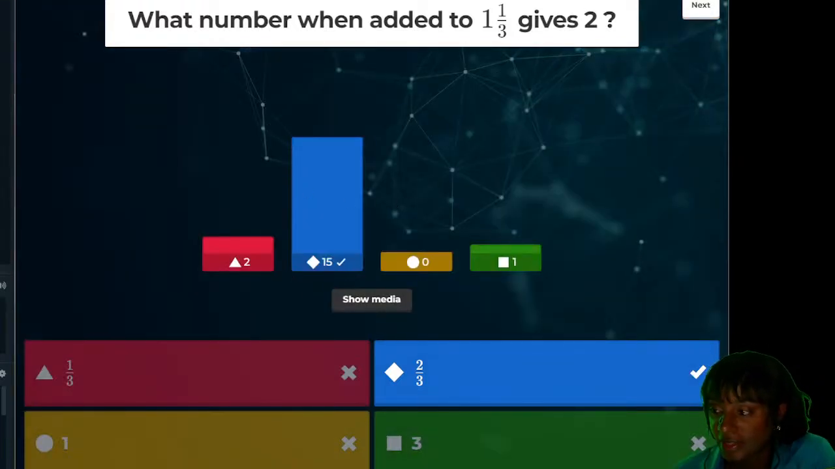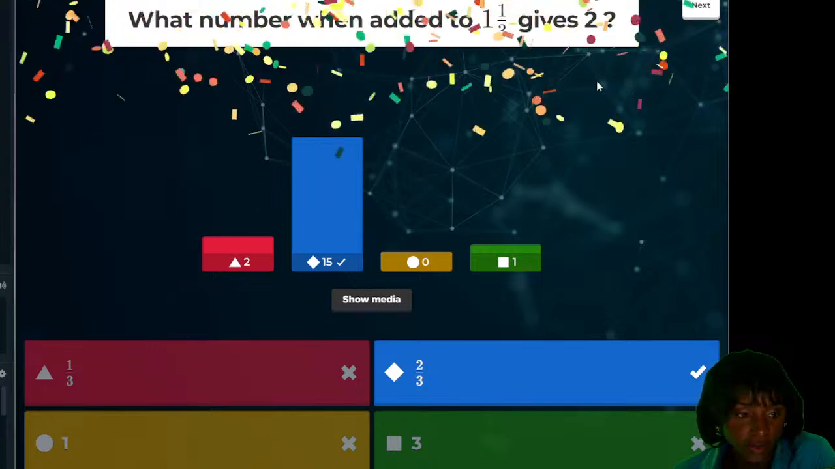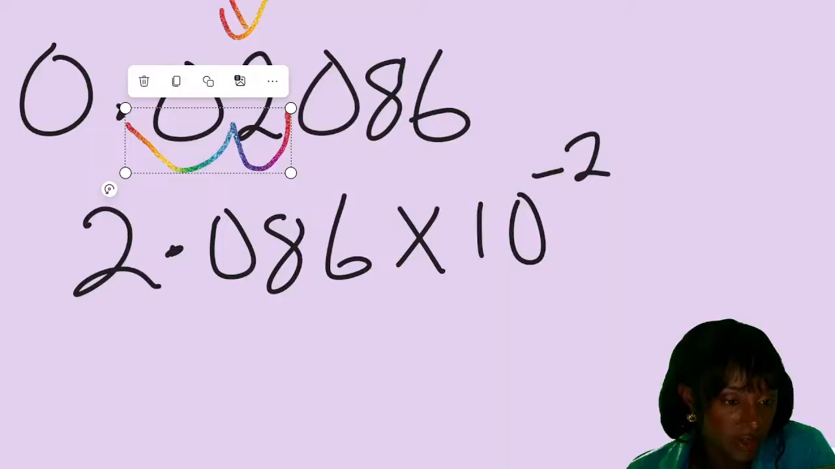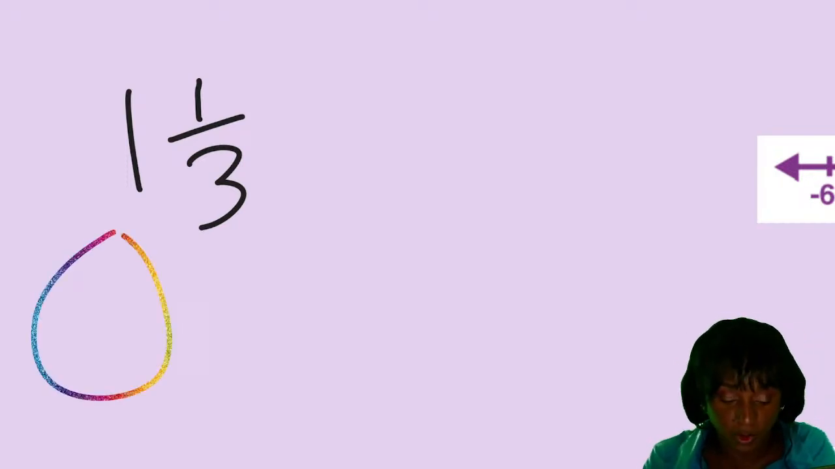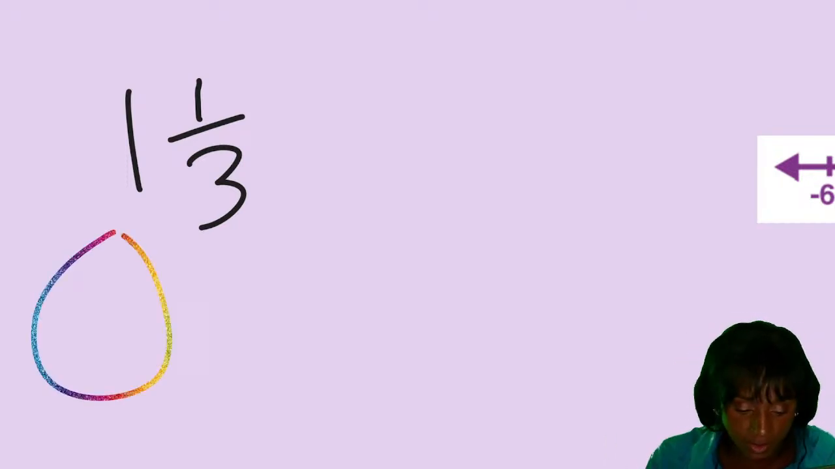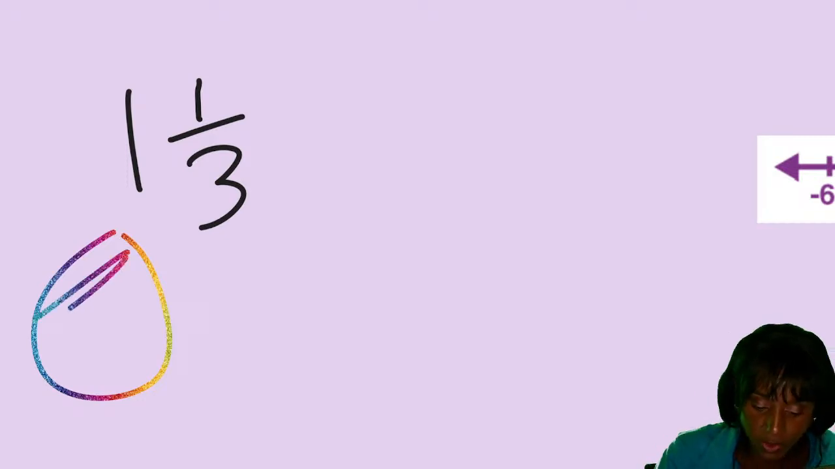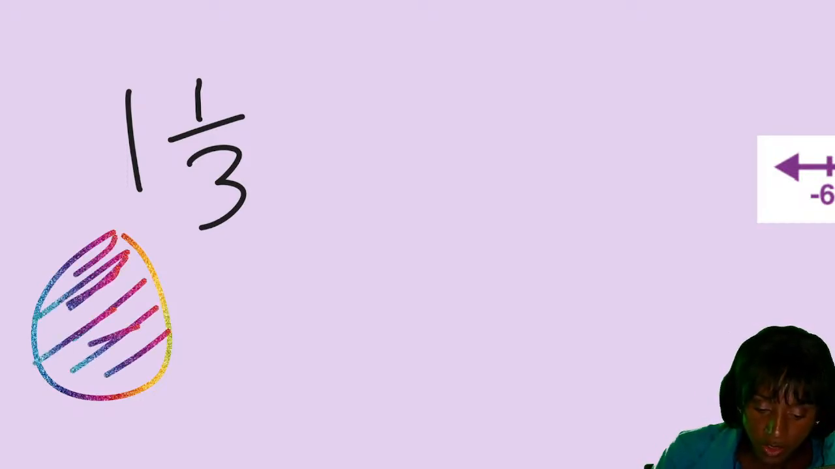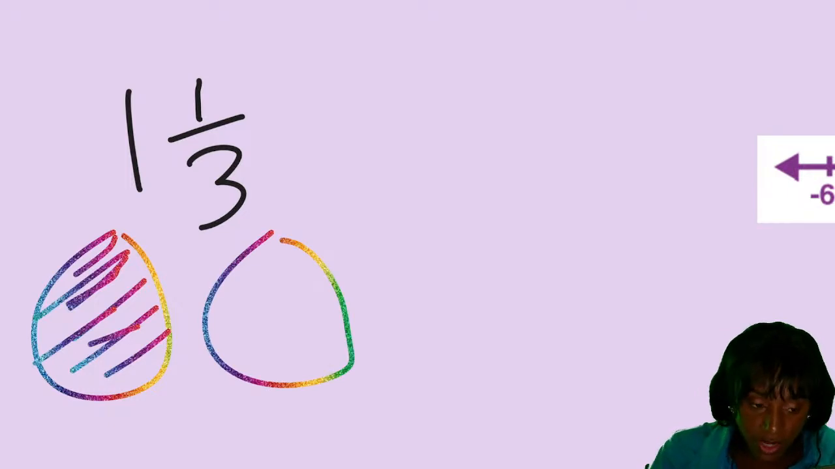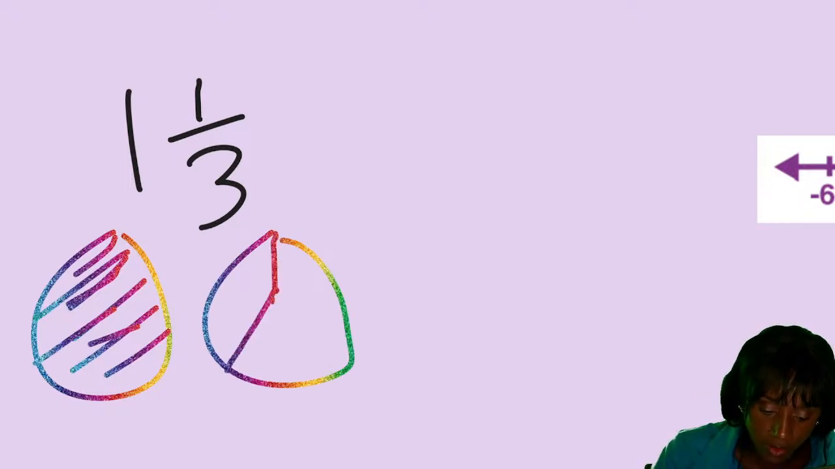Okay, excellent. Majority of you all got this correct. So we have 1 1/3. We are going back to primary school a bit. The 1 represents 1 whole. I'm drawing a picture for you all. So pretend we have 1 whole pizza. I'm going to shade that. And here I have another pizza, but I do not have a whole pizza. I have 1/3, so I'm shading 1/3.